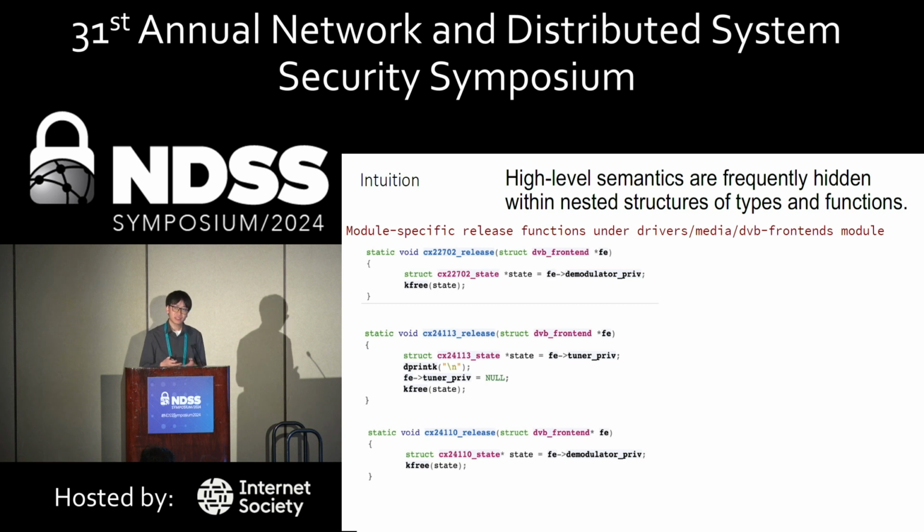And for functions, they also share this kind of nested similarity. For example, here are 3 model-specific release functions in a media driver. We can find that all of these 3 functions have kfree inside, and they also use the struct, which is a CX state-related struct. Even though they have some detailed differences, at a high level they are pretty similar.